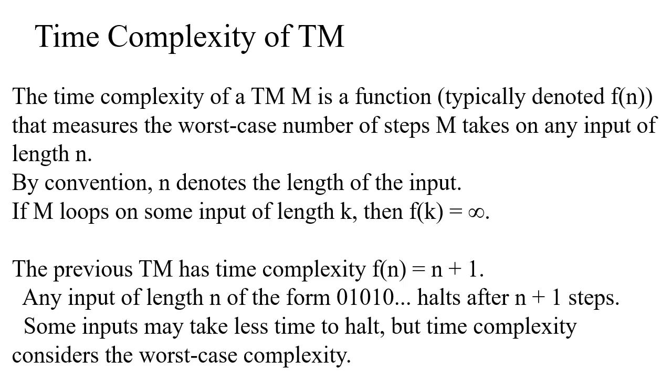If M loops on some input of length k, then f(k) equals infinity. The previous Turing machine has time complexity f(n) equals n plus 1. Any input of length n of the form 01010 halts after n plus 1 steps. Some inputs may take less time to halt, but time complexity considers the worst-case complexity.